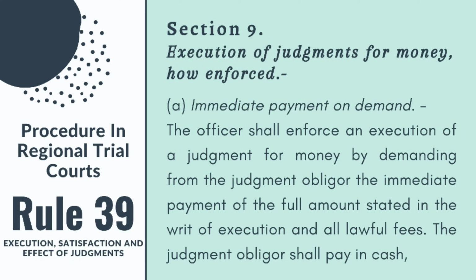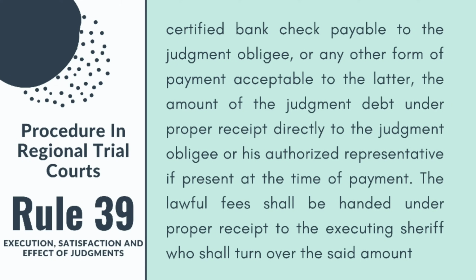Section 9. Execution of judgments for money, how enforced. A. Immediate payment on demand. The officer shall enforce an execution of a judgment for money by demanding from the judgment obligor the immediate payment of the full amount stated in the writ of execution and all lawful fees. The judgment obligor shall pay in cash, certified bank check payable to the judgment obligee, or any other form of payment acceptable to the latter, the amount of the judgment debt under proper receipt directly to the judgment obligee or his authorized representative, if present at the time of payment.